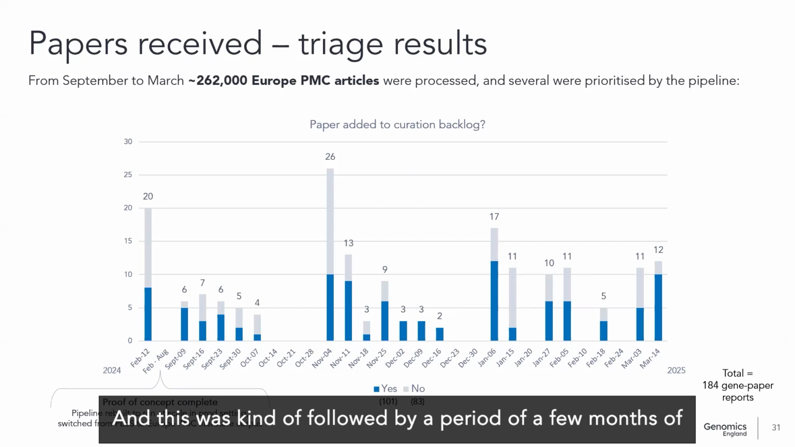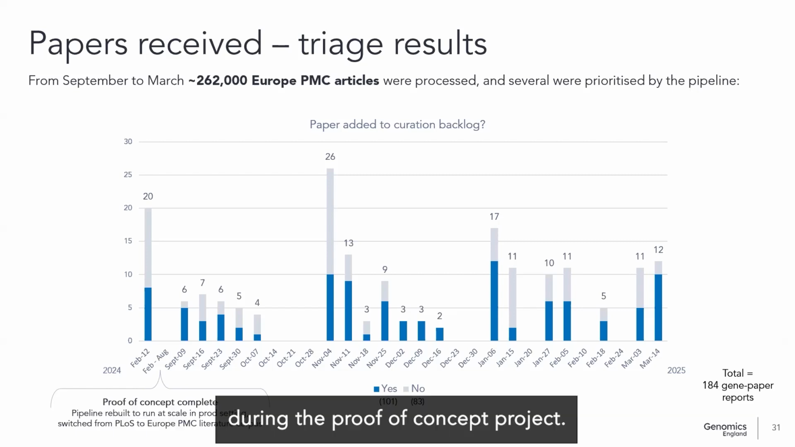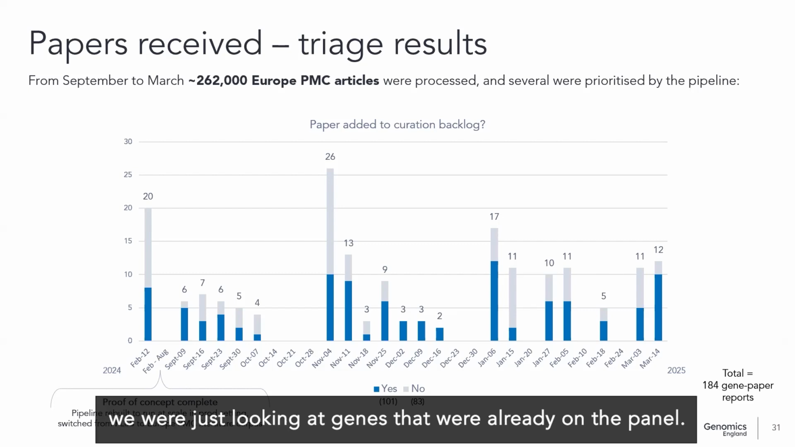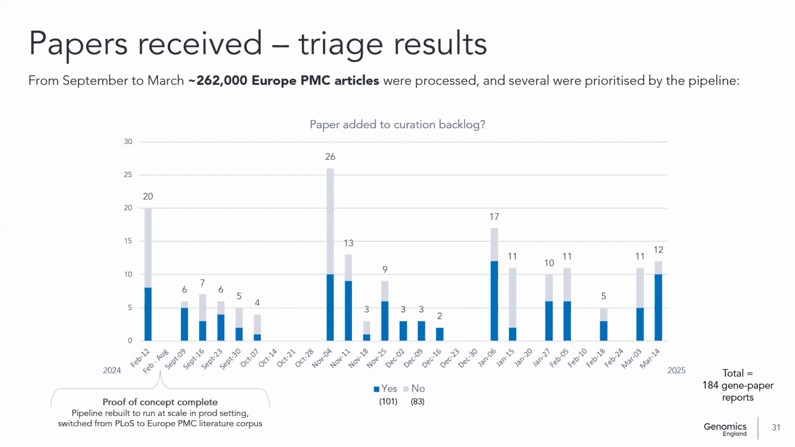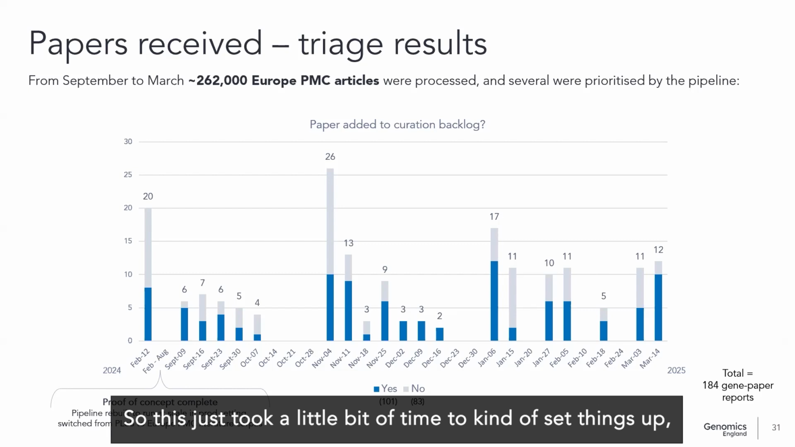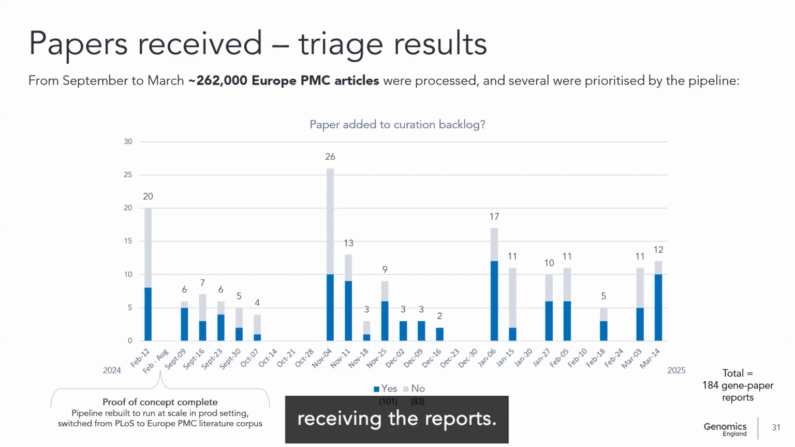And this was followed by a period of a few months of completely rebuilding the pipeline based on what we'd learned during the proof of concept project. So we did things like improve the report. We upgraded the LLM from Claude 2.1 to 3. We expanded to looking at more genes, because initially we were just looking at genes that were already on the panel. And we also changed the literature repository that we were using from PLOS to Europe PMC. So this just took a little bit of time to set things up in a more production setting where we could regularly start receiving the reports.